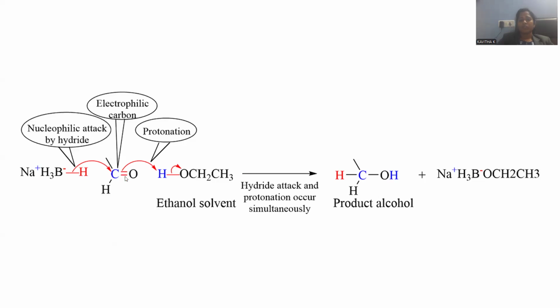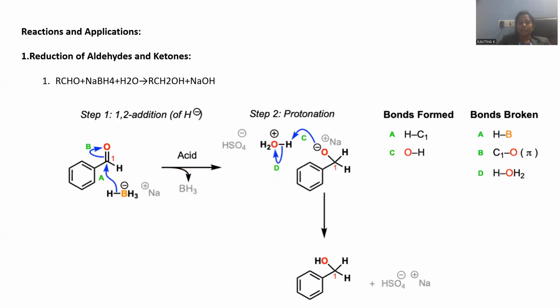The hydride is coming from the sodium borohydride, and the H plus is coming from the protic solvent. This is the reason why carbon gets bonded with the hydride ion and oxygen bonded with the proton. This is the way alcohol formation is possible in the case of a protic solvent, right? So this is the mechanism behind the reduction of aldehydes and ketones with sodium borohydride.